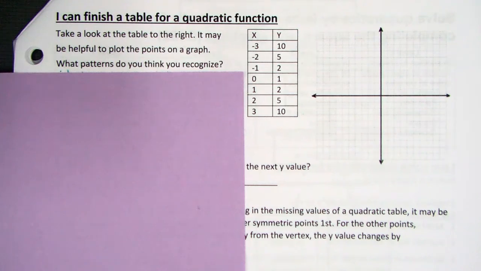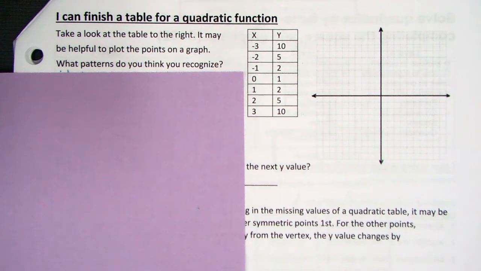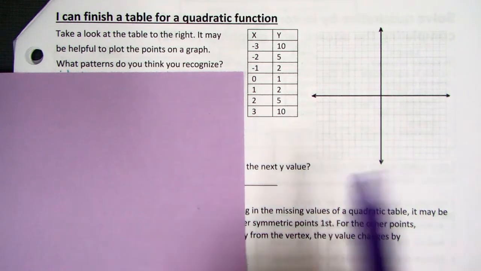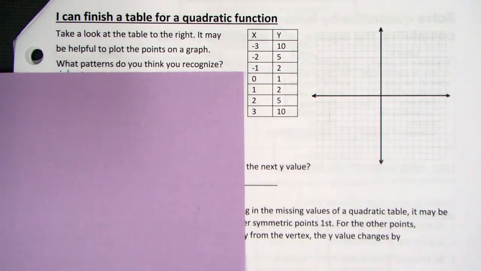So before we actually jump into finishing a quadratic table, I've given you one that's already been finished so that we can see if we can recognize any patterns or rules for finishing a table of our own. So here's the table that's already been finished. And before you go jumping in just trying to find a pattern by staring at the table, it might be beneficial for you to go ahead and plot those points on a graph so that you can kind of see the patterns forming as you're working through them.